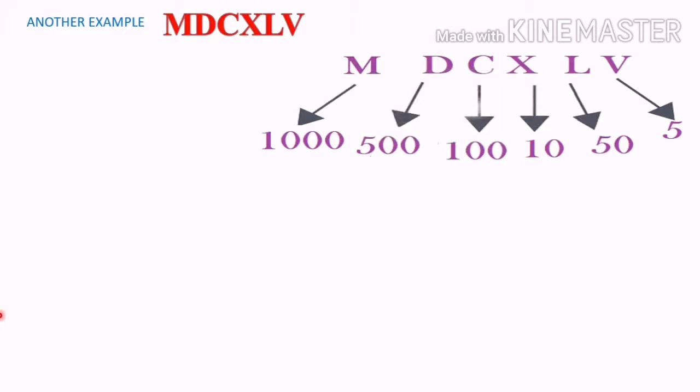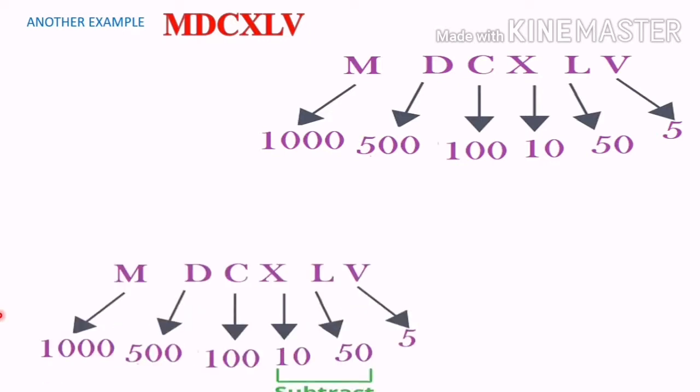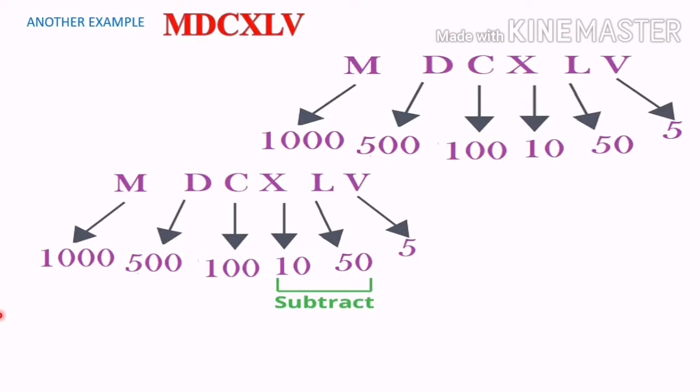Convert this Roman numeral into digits. MDCXLV. Let's do it. How do we start? First, we find the values of all the symbols. Yes, M for 1000, D for 500, C for 100, X for 10, L for 50 and V for 5. Next, we find any smaller value that appears before the bigger values. Here you can see that X is appearing before the bigger value L. So let's add or subtract the values.